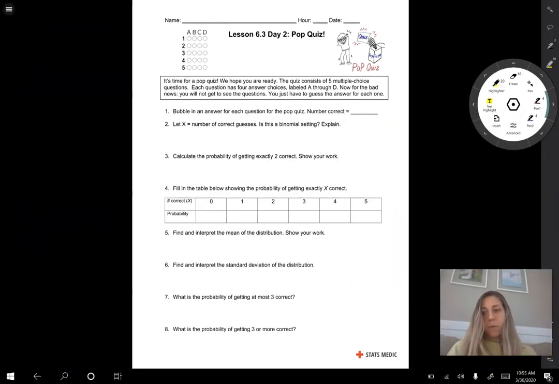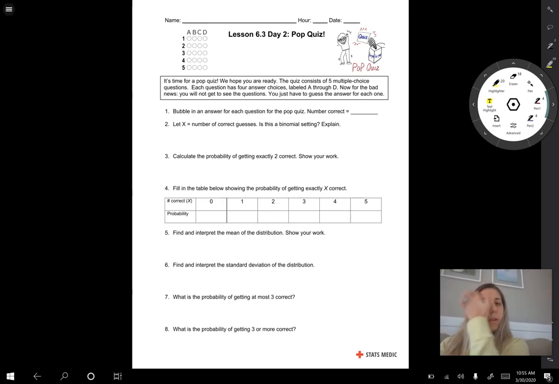Okay, we are going to talk about lesson 6.3, day 2 pop quiz. So it's time for a pop quiz. We hope you are ready. The game consists of 5 multiple choice questions. Each question has 4 answer choices labeled A through D.